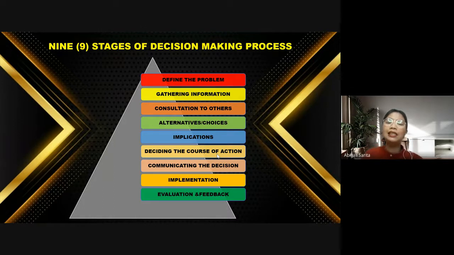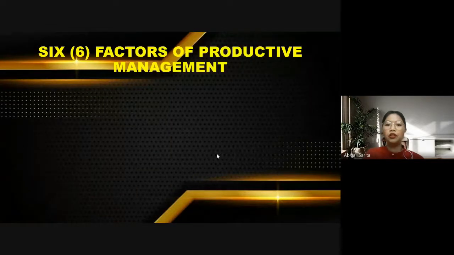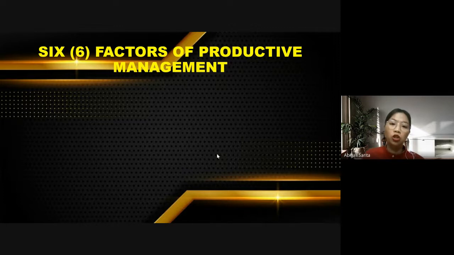So these are the 9 stages of the decision-making process. So as a manager class, you should know how these 9 stages of the decision-making process work. Because when you enter the industry, when you become a manager, you will do these steps of the decision-making process. So, 6 factors of productive management. So, paano daw natin masasabi na yung isang organization ay merong quality production or maganda yung pagpapalakad sa isang organization?